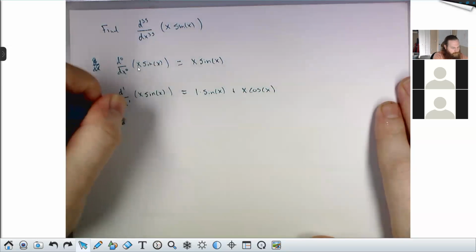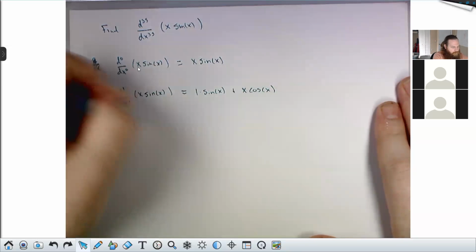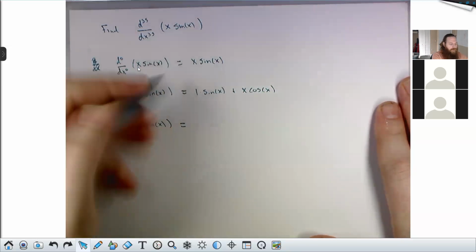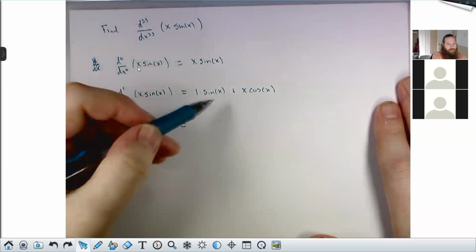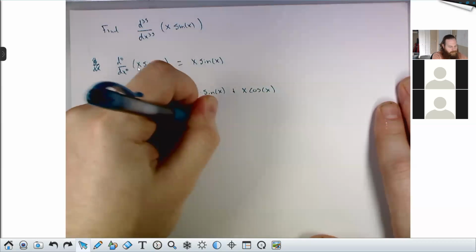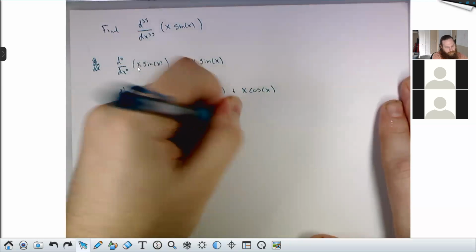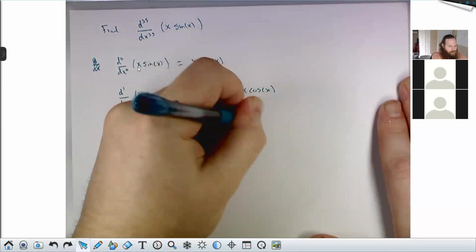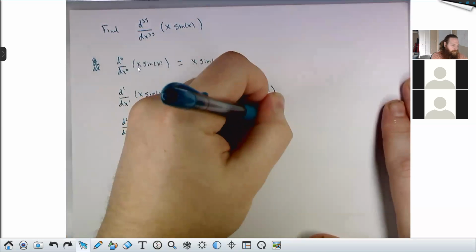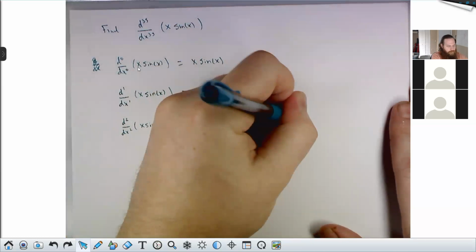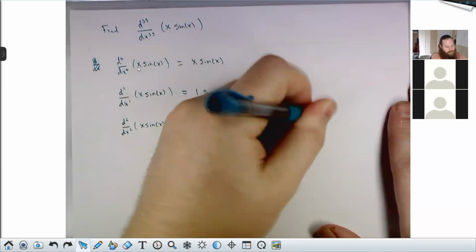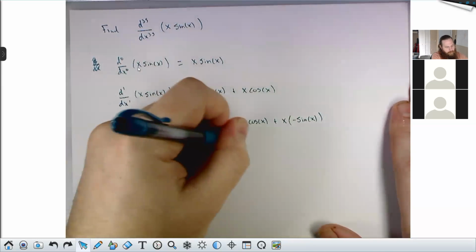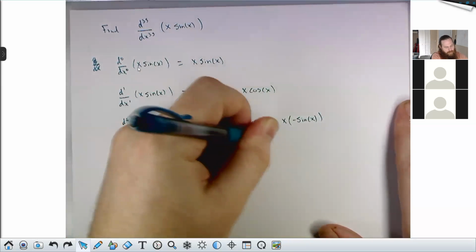The second derivative, d2 dx squared of x sine x, I need to differentiate the thing above. So the derivative of sine is cos x plus, now here I need the derivative of x cos x, which is going to be 1 times cos x plus x times the derivative of cos x, which is negative sine x. And so this is 2 cos x minus x sine x.